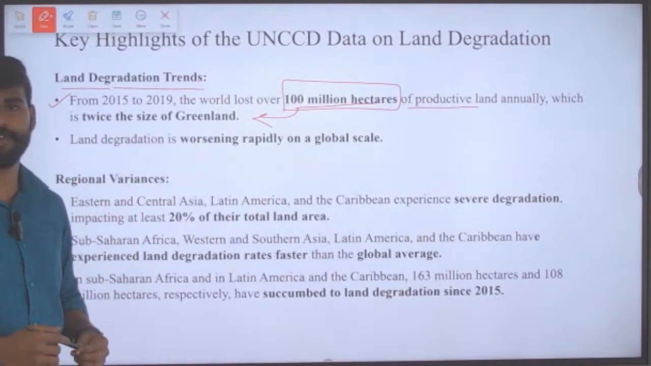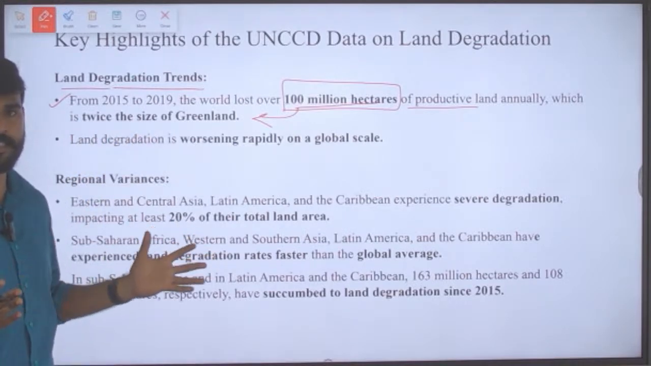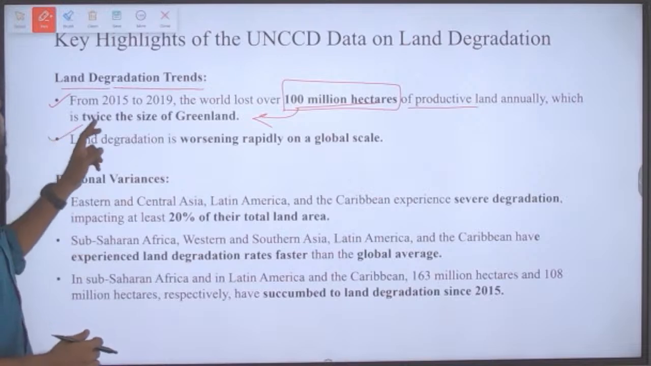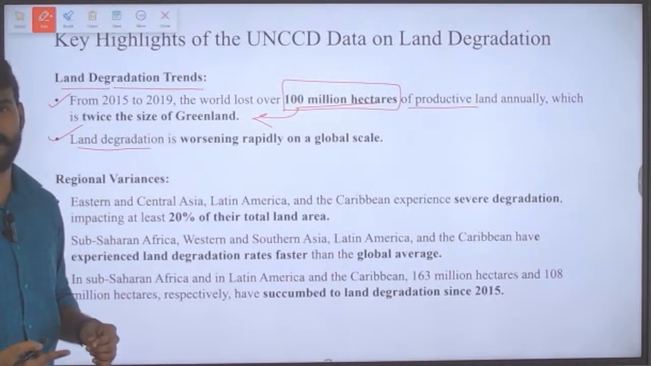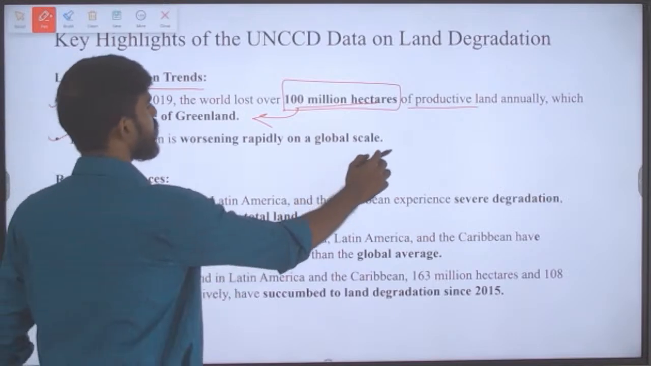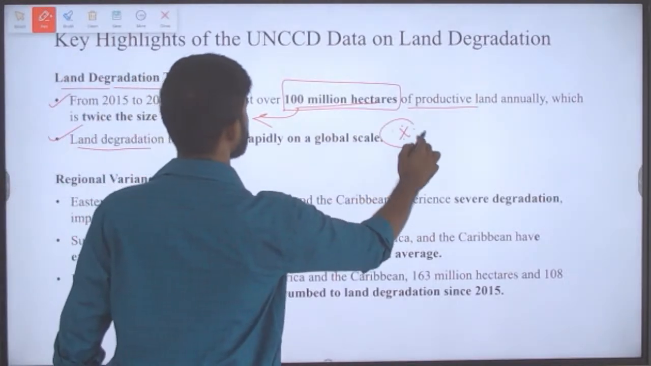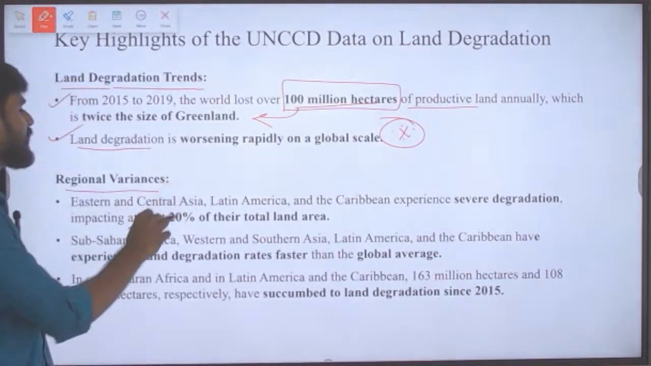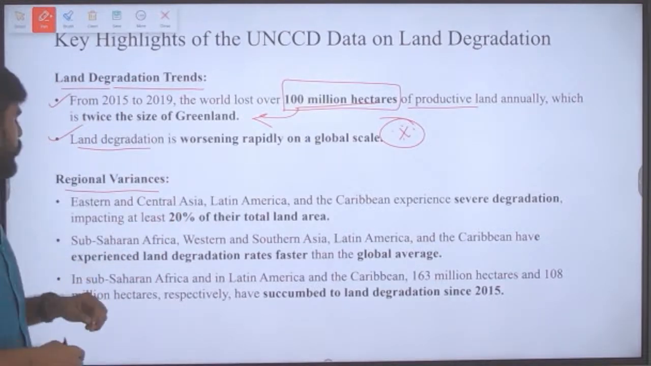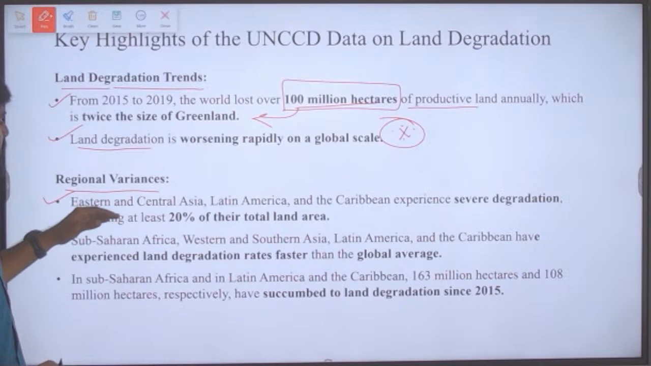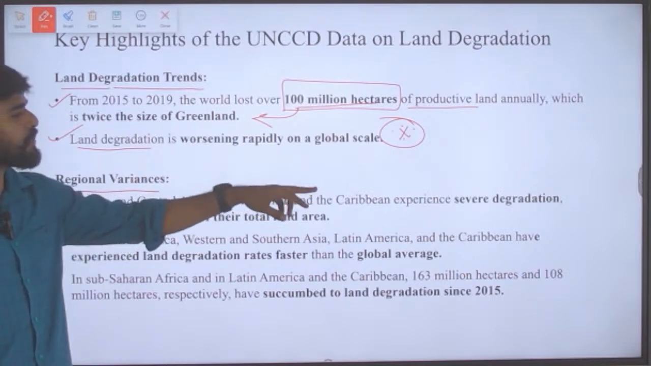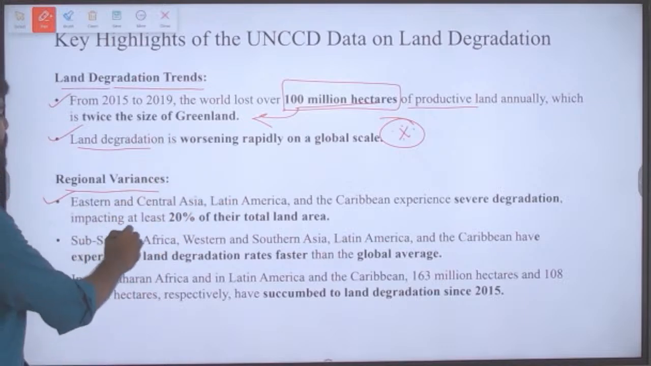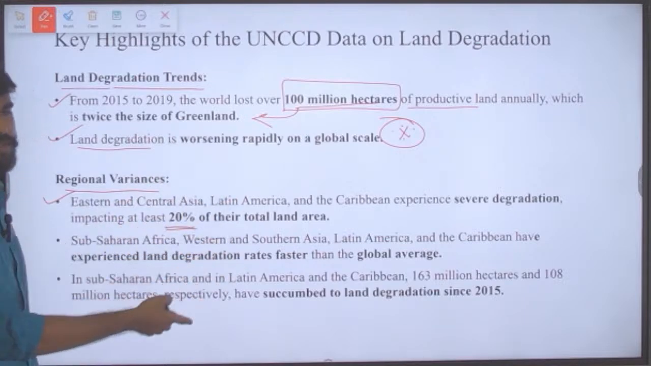Twice the size of Greenland, which is alarming. Okay, twice the size of Greenland is alarming, and the land degradation is worsening rapidly on a global scale. This is one important thing which we need to know. Next, there are regional variances. This is also important. For example, Eastern and Central Asia along with Latin America and Caribbean experience severe degradation impacting at least 20% of their total area.